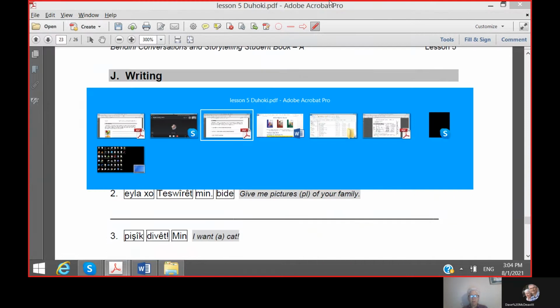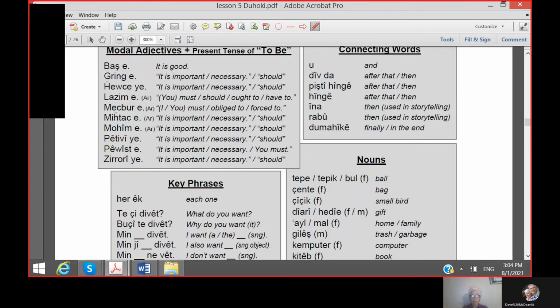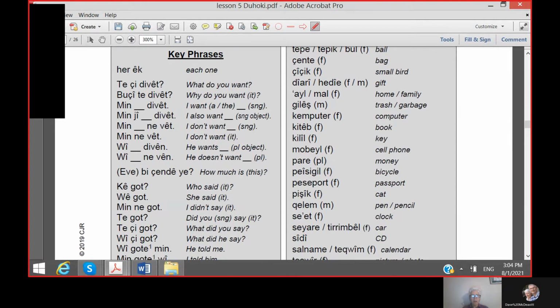So what could that look like? Let's look at page 109, key expressions, key phrases. What do you want? And then I want this or that. I also want this or that. I don't want. These right here. You can use those and just do it really simply.